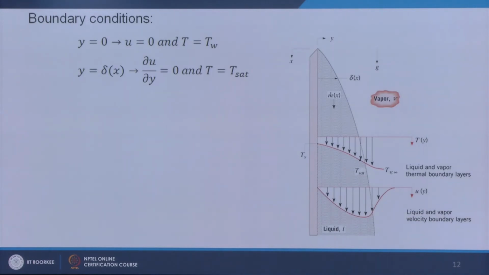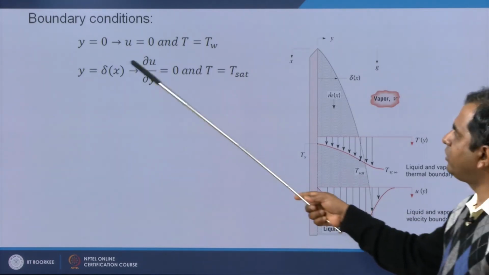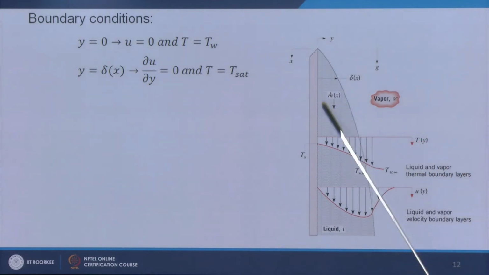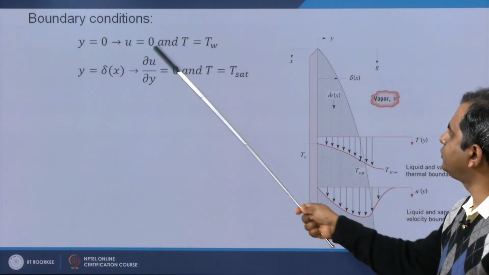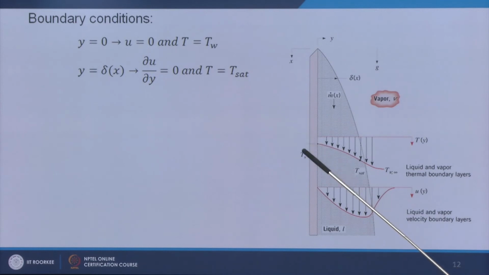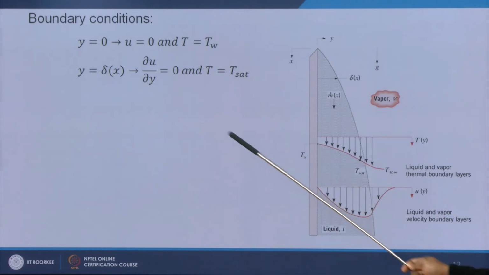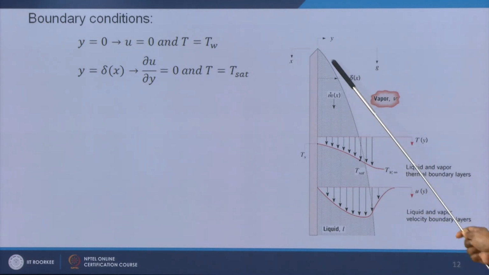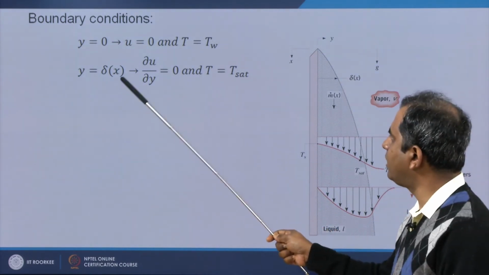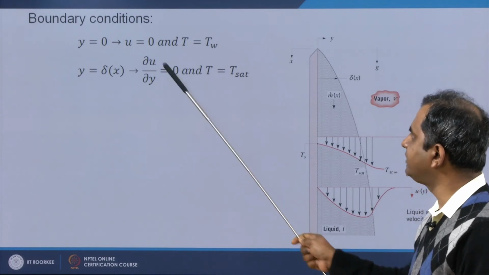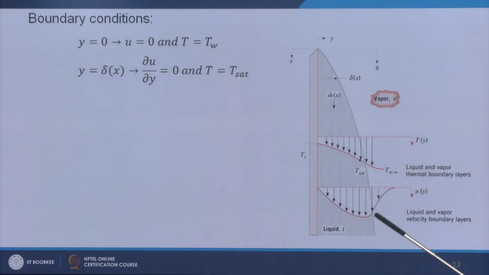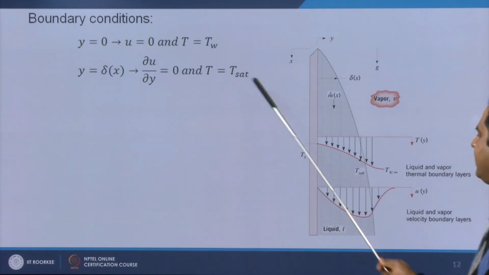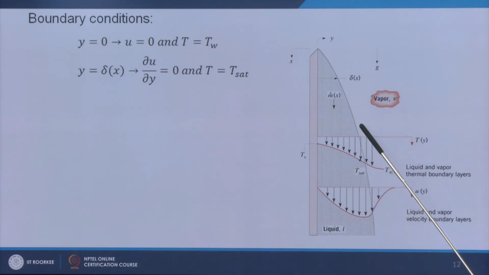Now, if you try to solve this equation using these boundary conditions: at y equals 0, that means at the plate, you will have velocity equals 0 and T equals the wall temperature, which is nothing but Ts. And at y equals delta, that means at the boundary layer, at the film edge, we will have del u del y equals 0. Here you can see velocity exists, but the gradient of velocity at the film edge is 0, and T becomes the saturation temperature, because this is the end of the film.